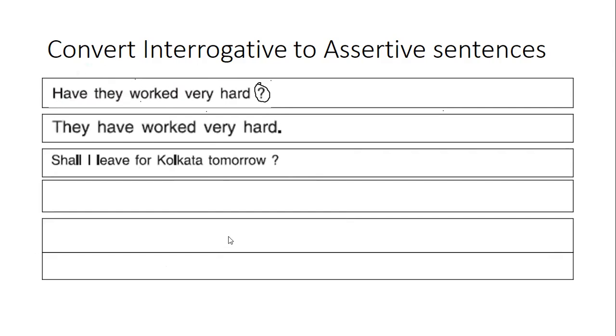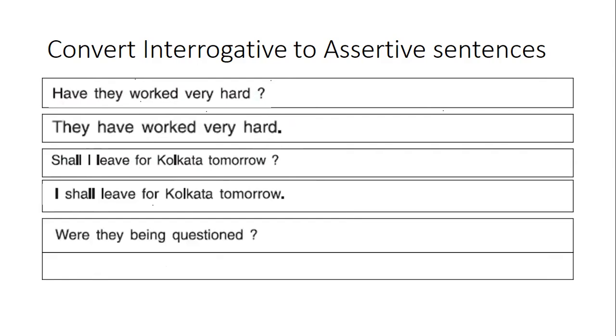Let's go to another statement. Shall I leave for Kolkata tomorrow? Kolkata is a city in India. Just I'll replace the helping verb over here. The modal verb, in fact, we'll learn the different types of verbs afterwards in detail. But since I'm telling here, shall should be placed here, then your question mark should be removed. Then that will convert it into an assertive sentence. I shall leave for Kolkata tomorrow.